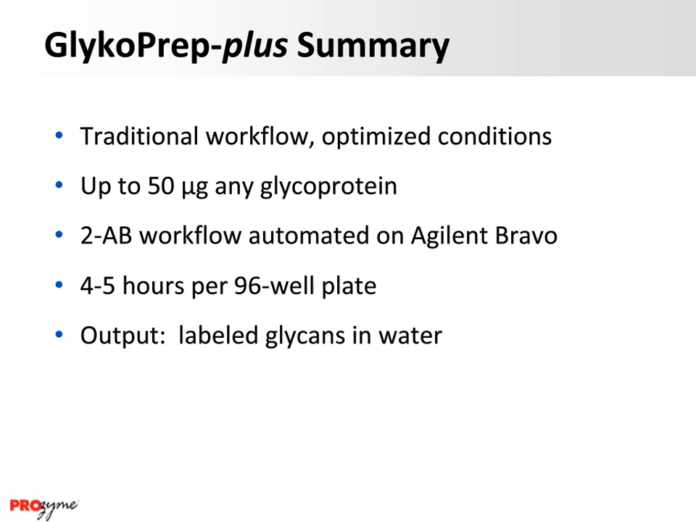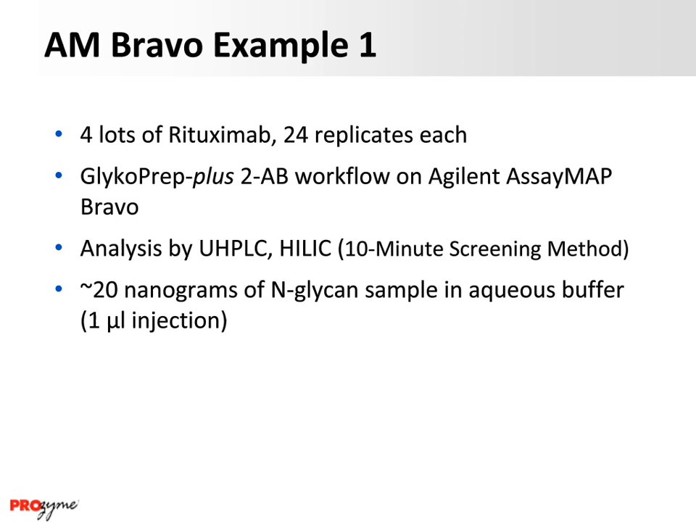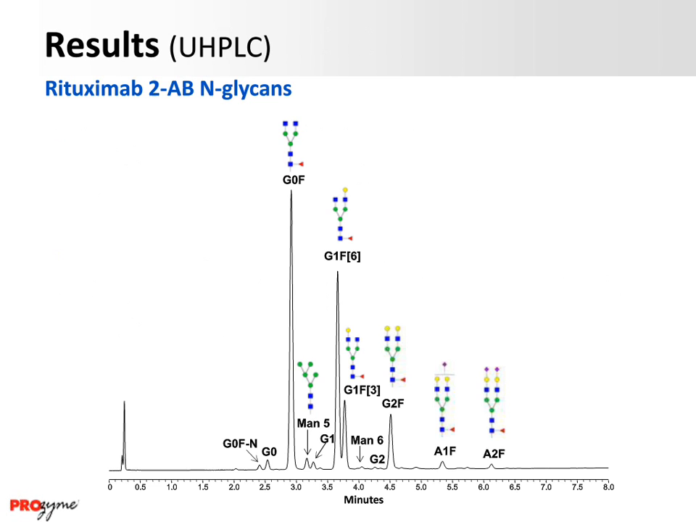So I'm just going to give you a few examples of data obtained using the system. The first is with 4 lots of rituximab, 24 replicates each, and analysis is by UHPLC using a HILIC 10-minute screening method. We inject around 20 nanograms of N-glycan sample in aqueous buffer. Here's an example of a chromatogram showing HILIC separation of N-glycans from rituximab, and you can see here the major peaks such as G0F glycan and G1F.